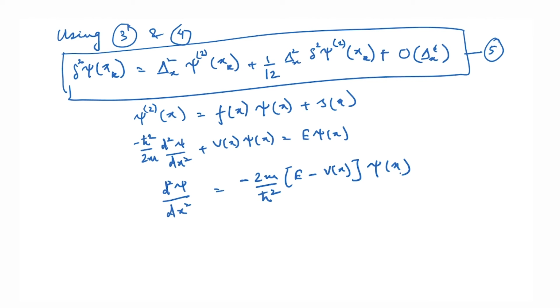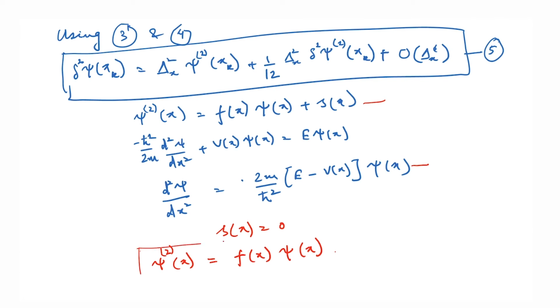So, now if we compare this equation and this one, what we find is that s of x equals 0 in the case of the Schrodinger equation. For the rest of the derivation of the numerical algorithm, we will be looking for a solution of this form, where the second derivative of psi of x is equal to f of x psi of x. This is the solution we are looking for.